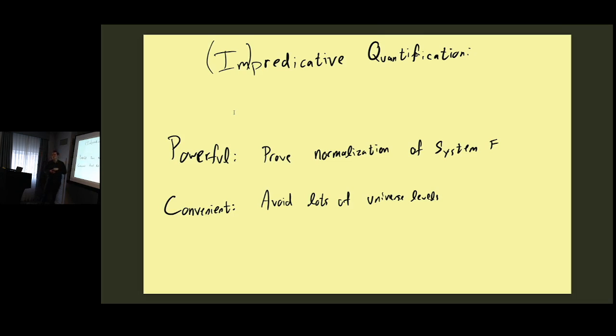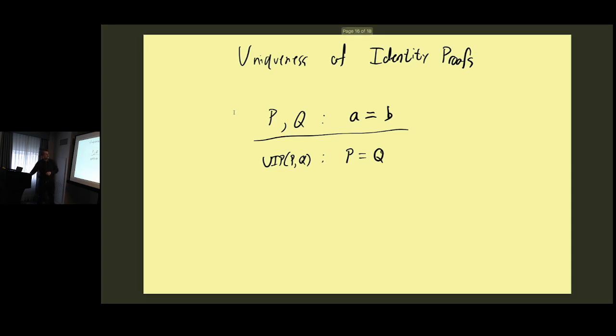For instance, you need this to prove normalization of System F, something very standard we would see at POPL. And it's also just convenient. You can avoid proliferation of universes. And on the other hand, we have this uniqueness of identity proofs principle, which here it is literally, which says if I have two different proofs, p and q, that a equals b, then in fact those proofs are equal.